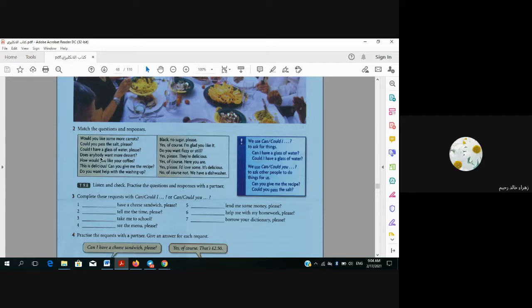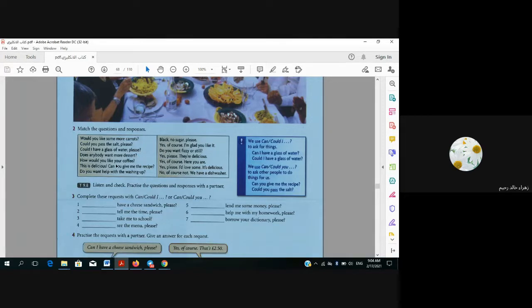Does anybody want more dessert? Yes, please. I'd love some. It's delicious. What's the meaning of dessert? Dessert means sweets or a sweet course. Yes, very good.